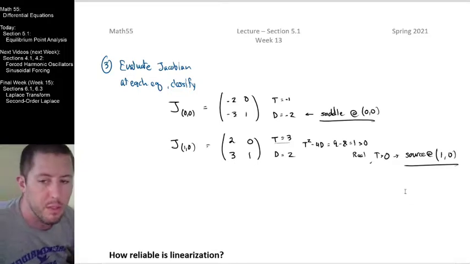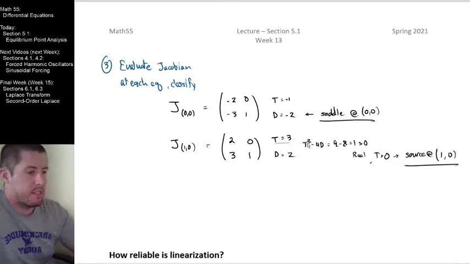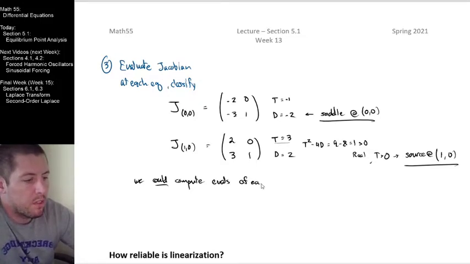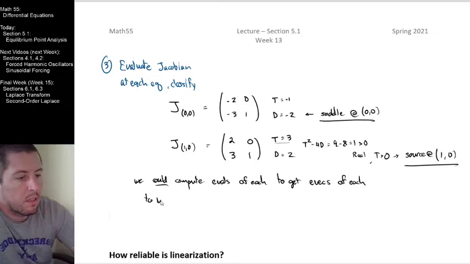We could go and compute some eigenvalues and eigenvectors. I just want to say that here. We could compute eigenvalues of each to get eigenvectors of each to help with graphing.